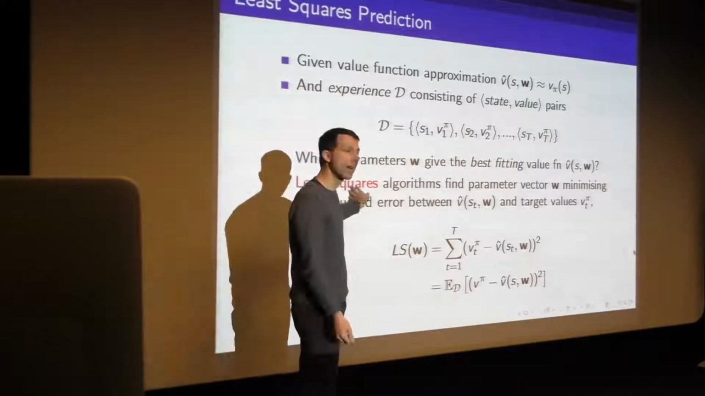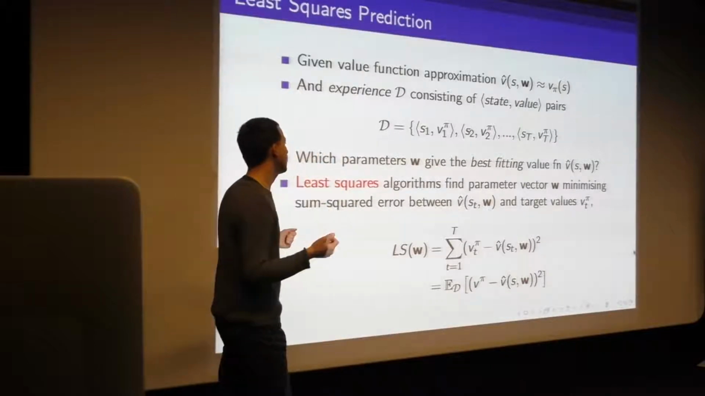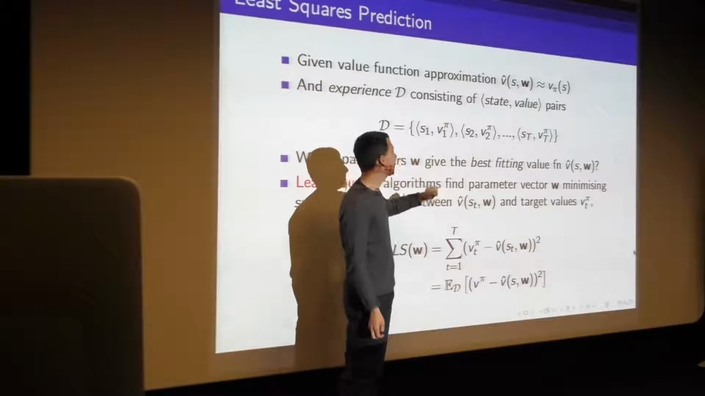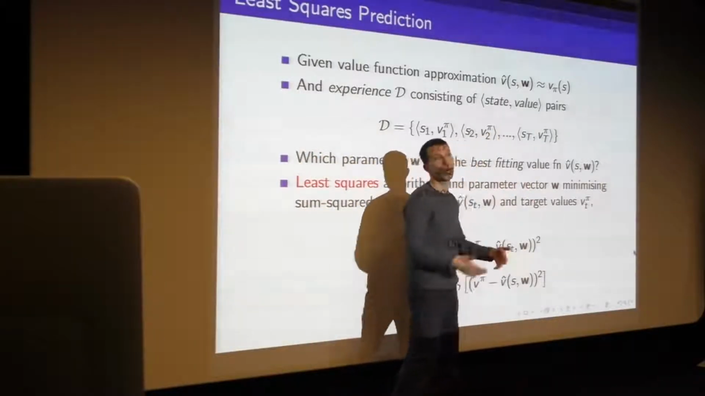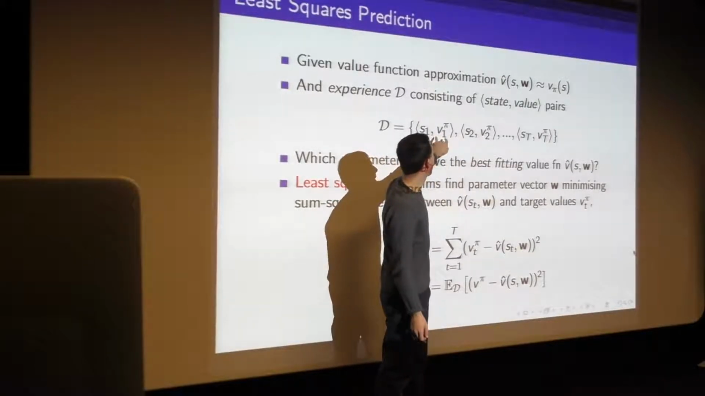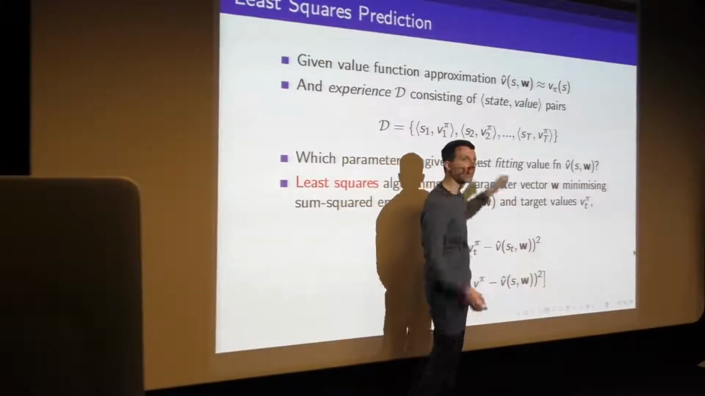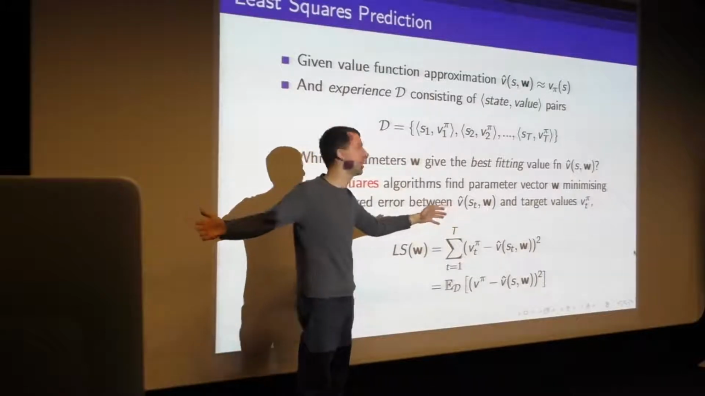We could do something like least squares, which would find the parameter vector that minimizes the sum squared error between the value function and the oracle across our whole data set. So if we consider this whole data set, and look at the squared error between what we thought would happen here and the oracle, and the squared error between what we thought would happen here and the oracle, we want to just minimize the sum of all those squared errors across the whole data set.